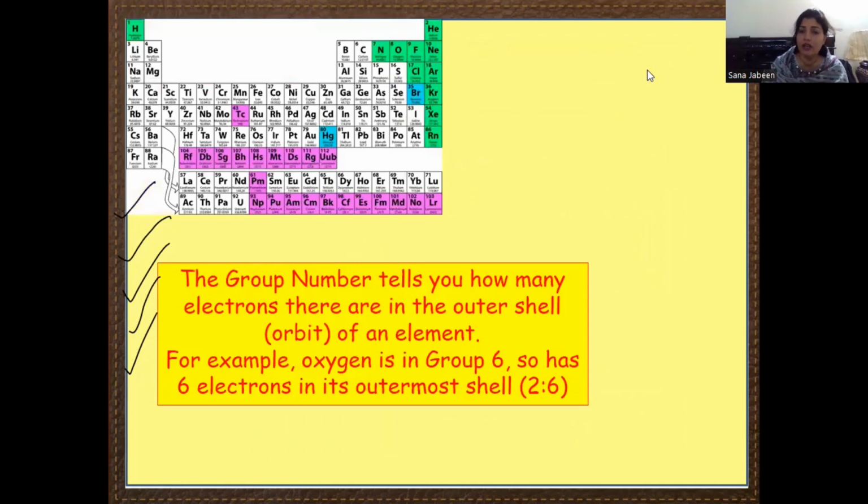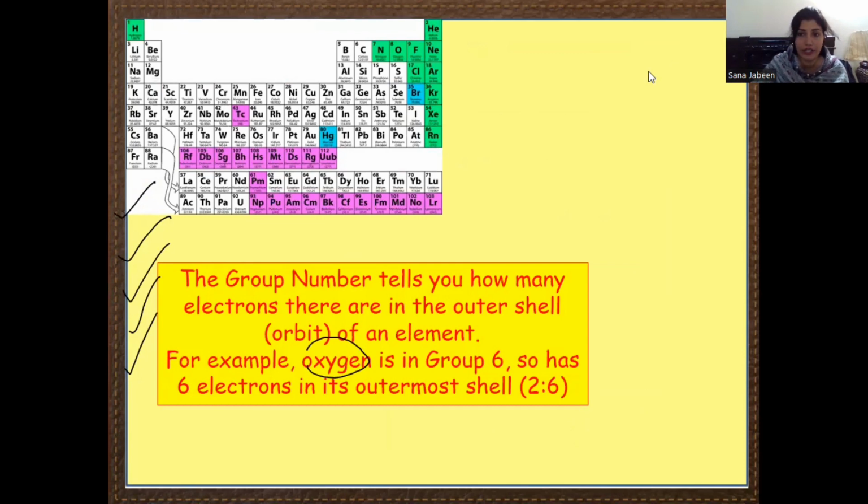Again, let's move toward the group number. I told you the group number tells us the number of electrons in the outermost shell. Here is the example of oxygen. Which group does oxygen belong to? You can see oxygen is in group 6. So what does it mean? It means it has 6 electrons in the outermost shell.